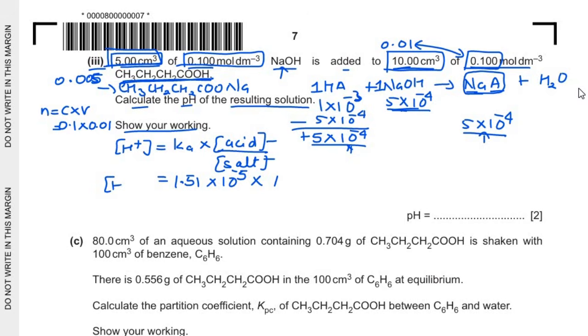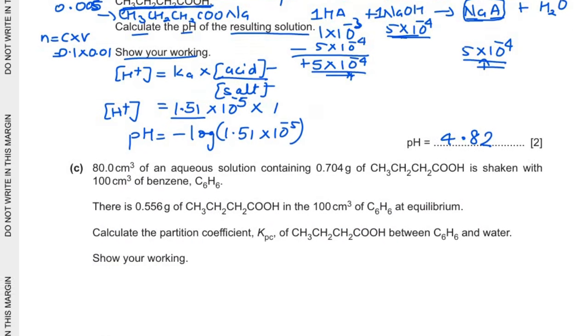So H plus concentration is directly equal to the Ka value, and if we substitute that value into the expression of pH, that is minus log of 1.51 into 10 power minus 5, we get the pH as 4.82. So this is how we calculate. I hope my rough working here shows that the acid and salt concentration are same. I hope that's clear. So we substituted that into the Ka expression to find out the concentration of hydrogen ions.